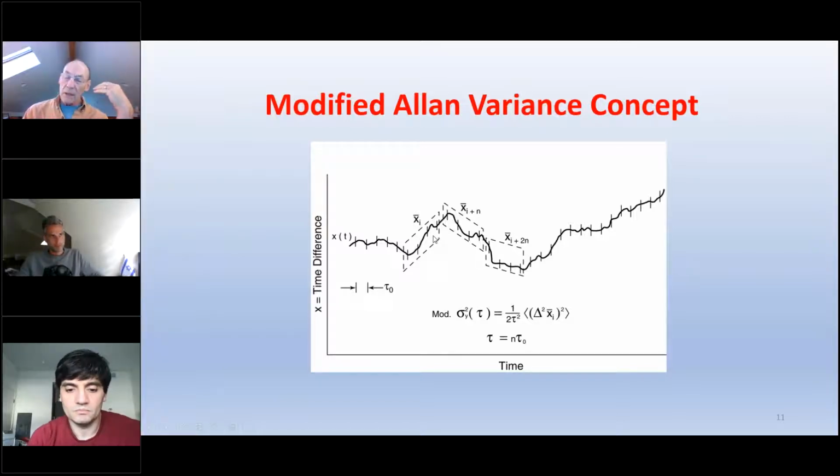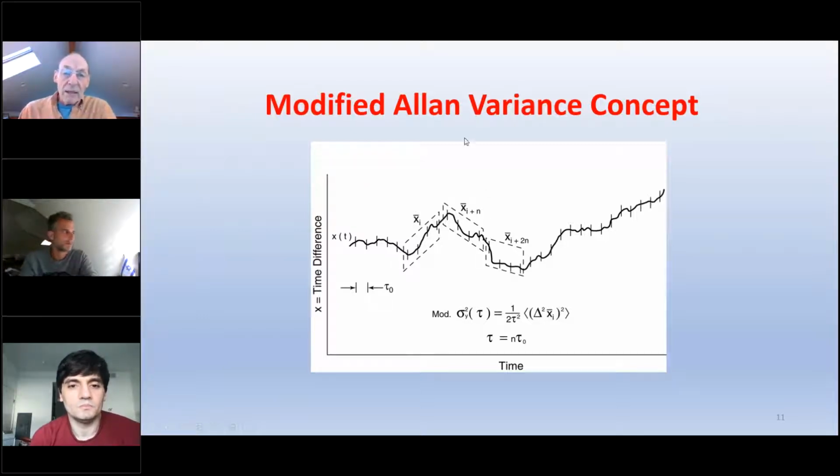This is a fractional frequency because it's time divided by time. It's not hertz, it's unitless. It's expressed in parts per 10 to the ninth, or parts per billion, or some expression like that.